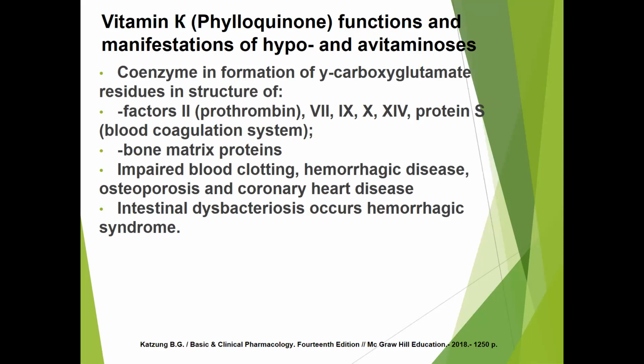Vitamin K, phylloquinone. Functions: coenzymes in the formation of gamma-carboxyglutamate residues in the structure of factors II (prothrombin), VII, IX, X, and proteins C, in the blood coagulation systems and bone matrix proteins. Impaired blood clotting is the clinical symptom of vitamin K deficiency: hemorrhagic disease, osteoporosis, and coronary heart disease. In intestinal dysbacteriosis, hemorrhagic syndrome occurs.